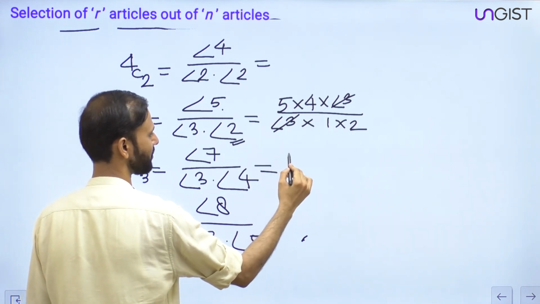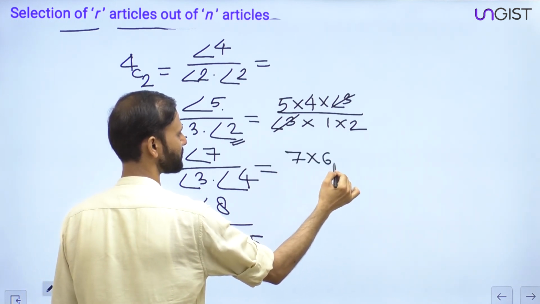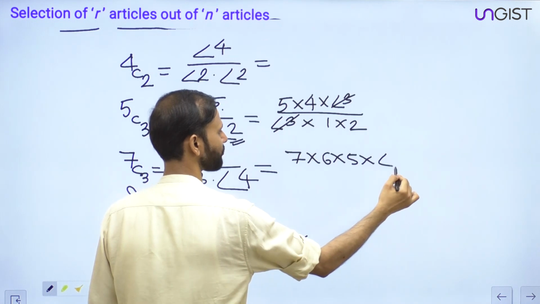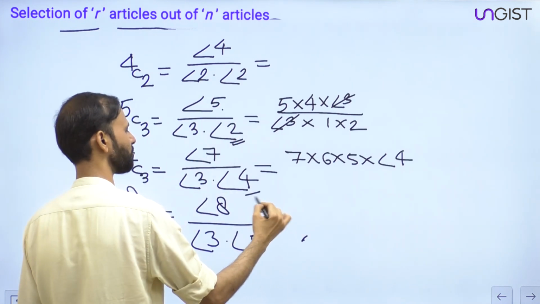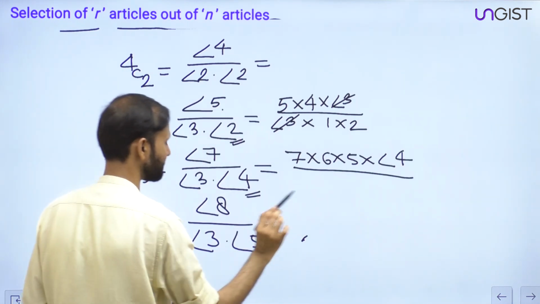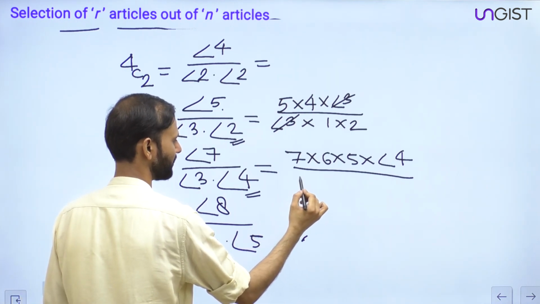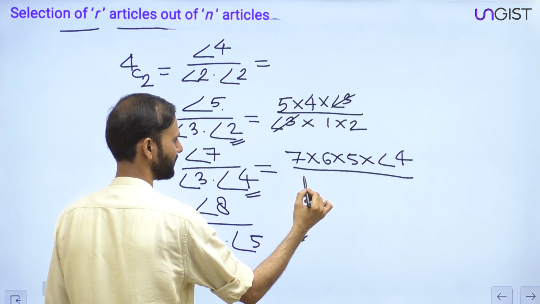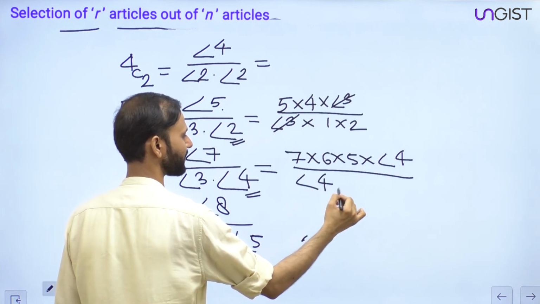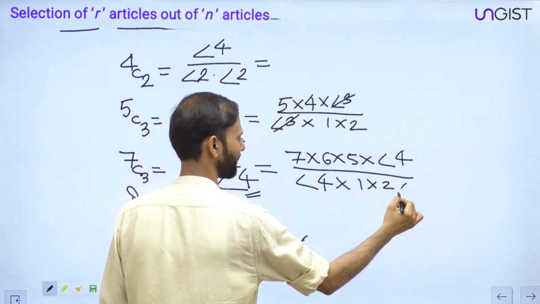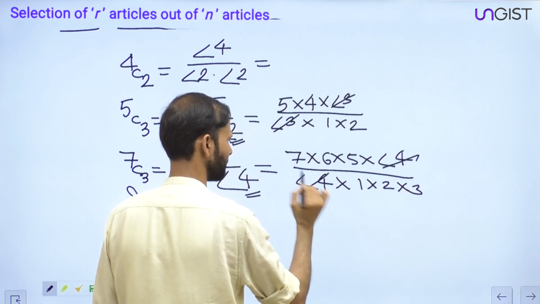So factorial 7 will be 7 into 6 into 5 into 4 factorial, because here we are getting 4 factorial, so I am trying to cancel it out, right? So guys, here this is factorial 4 I am writing here, and this is 1 into 2 into 3, correct? So this will get cancelled, right?